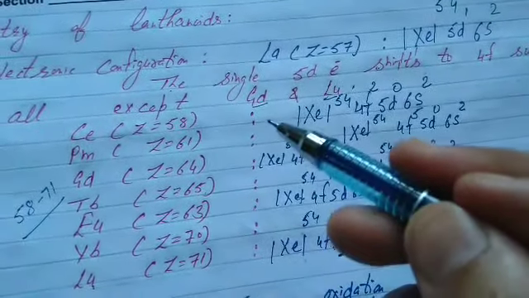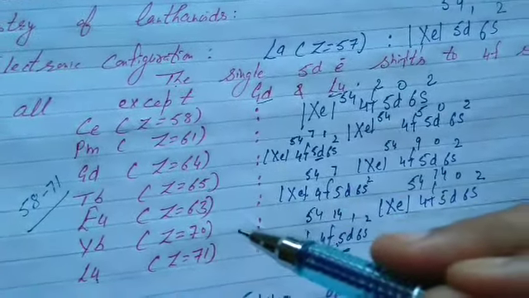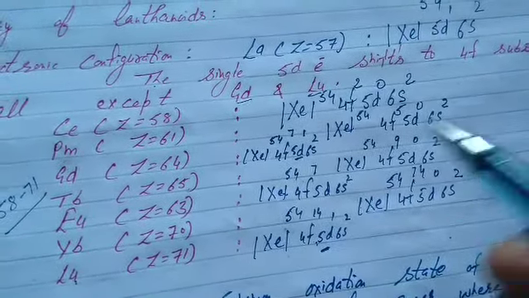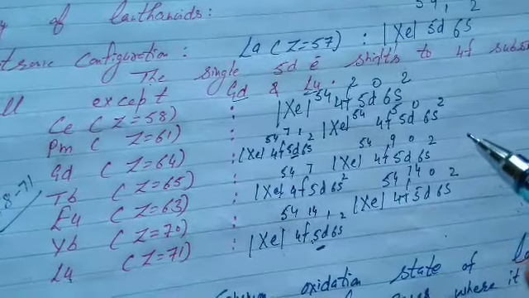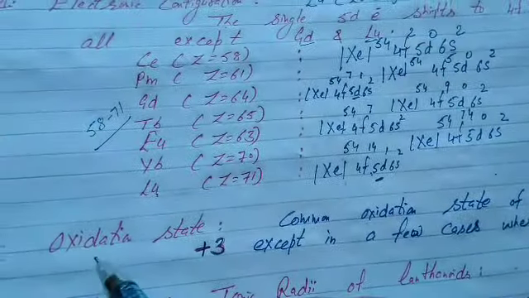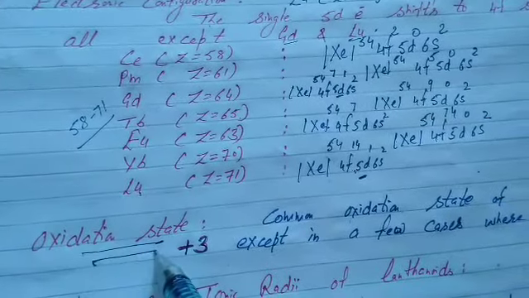I hope the concept of electronic configuration is clear. Approach to the noble gas, then write 4f 5d and 6s. Then check its atomic number and add the electrons. After this, students, next is oxidation state. At first, what is the common oxidation state of lanthanoids?